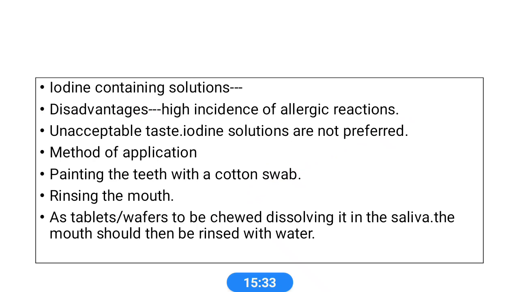Method of application: first is painting the teeth with a cotton swab and rinsing the mouth. Or as a tablet to be chewed, dissolve it in saliva and the mouth should then be rinsed with water.